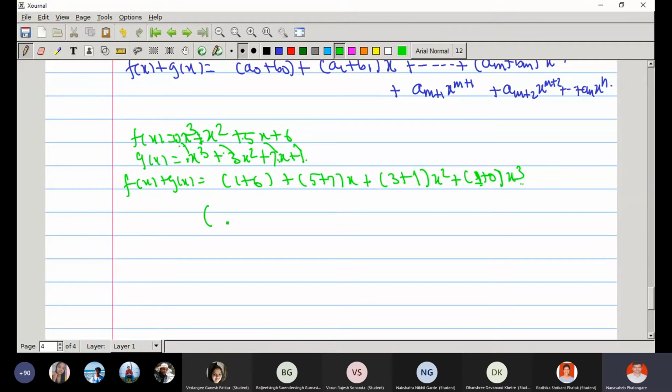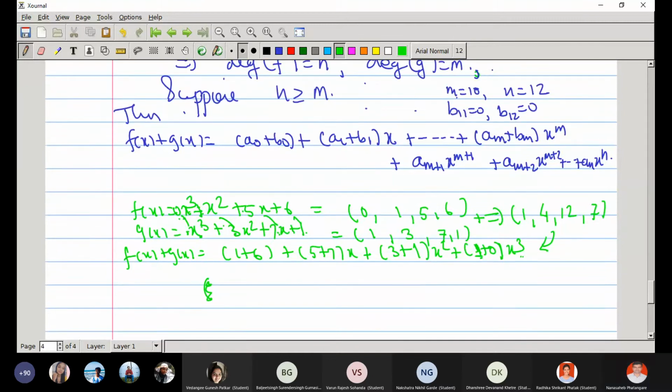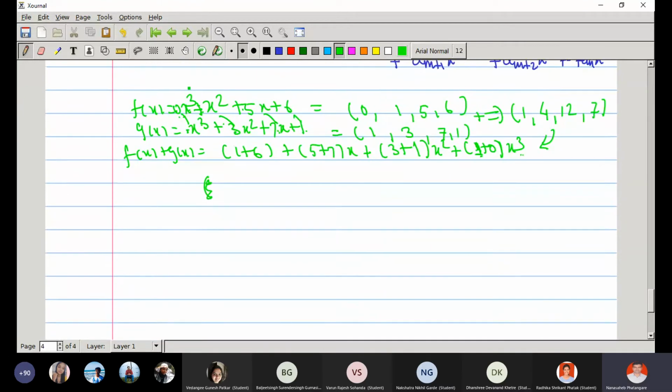And if you remember, if you look at these two polynomials as vectors, 0 1 5 6, and the second polynomial as a vector, 1 3 7 1. How do we add two vectors? 1 4 12 7. And what is the corresponding polynomial? This is the corresponding polynomial, right? Is this clear, what I said?